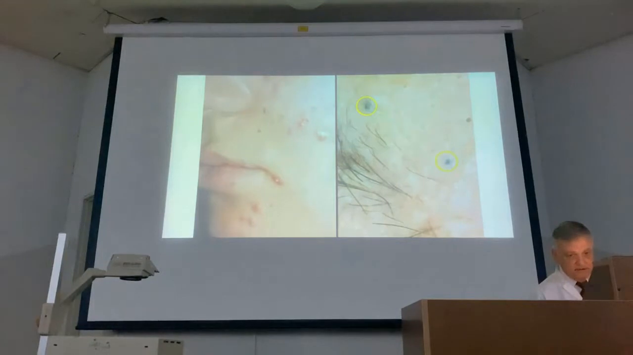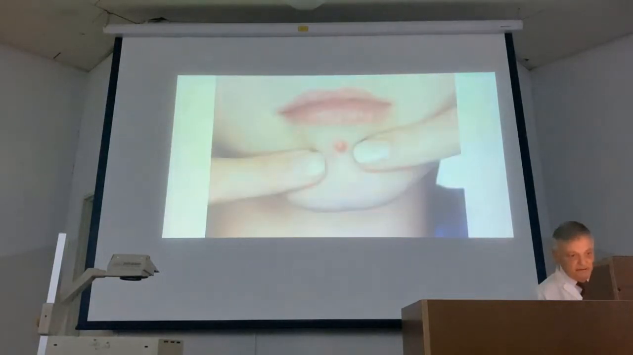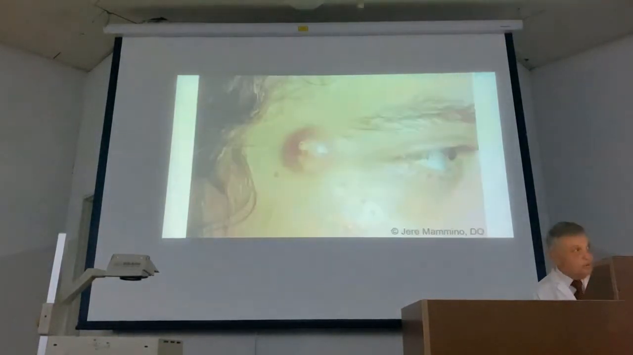They are disfiguring to the face. Again, boils in the skin. Are boils in the skin simple problems? The answer is no. They can be small, they can be large and multiple.